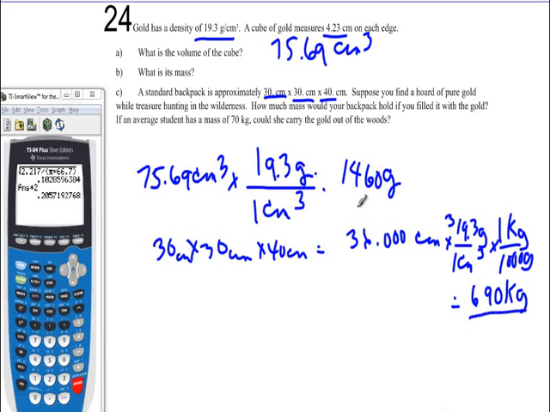Now, if that person weighs 70 kilograms, are they going to be able to carry almost 10 times their weight? There's no way. That's like a 150-pound person lifting 1,500 pounds. No way it's going to happen, right? Alright. So let's take a look at 25.